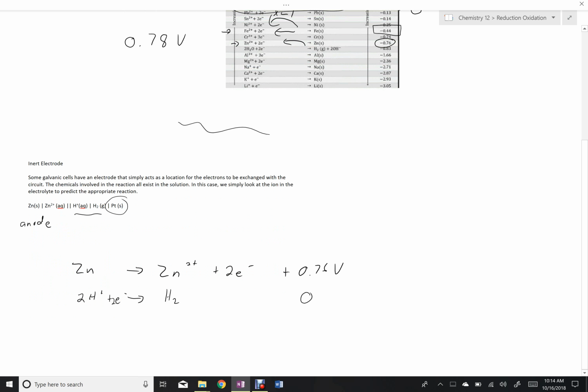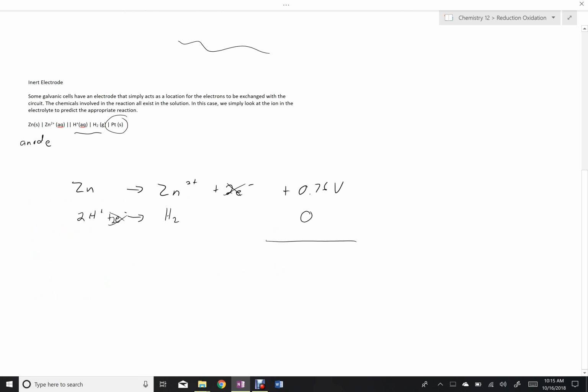And again, we happen to have 2 electrons and 2 electrons, but we're not even paying attention to the number of electrons when we're predicting these voltages. These voltages are per unit charge. So my total voltage here is 0.76 volts, 0.76 plus 0.